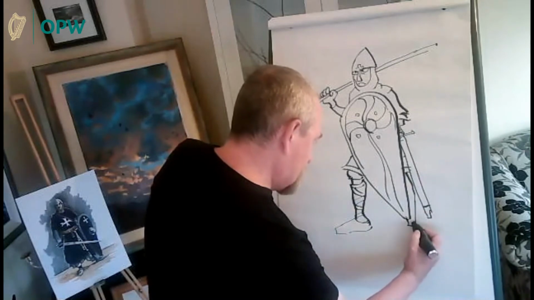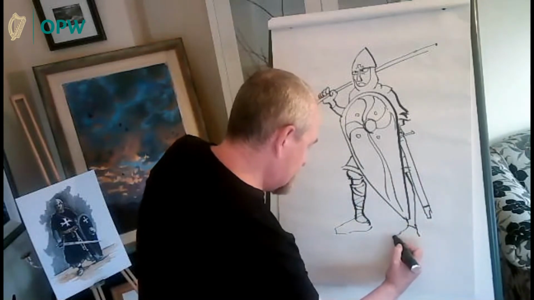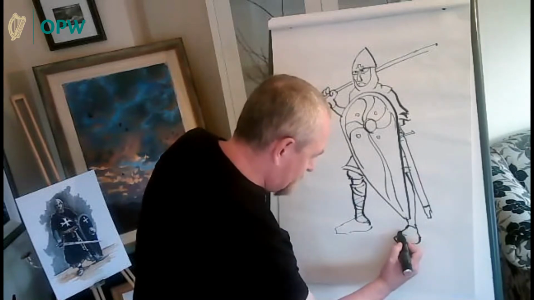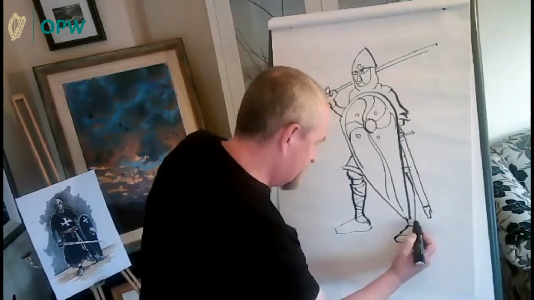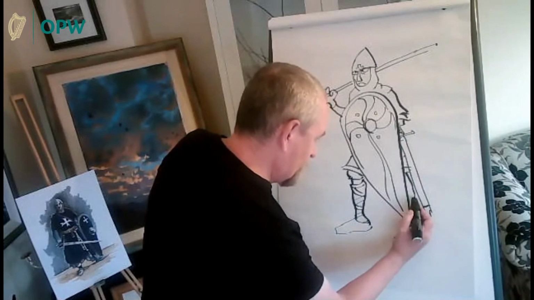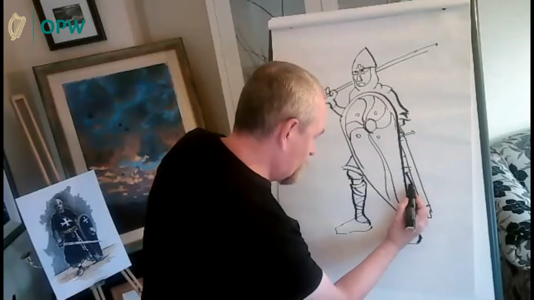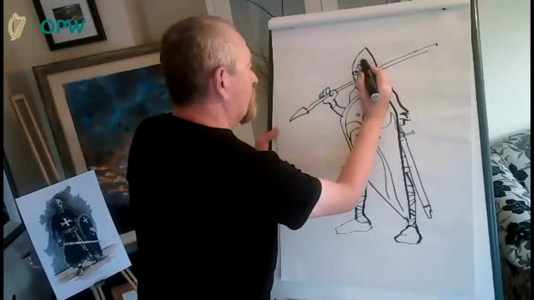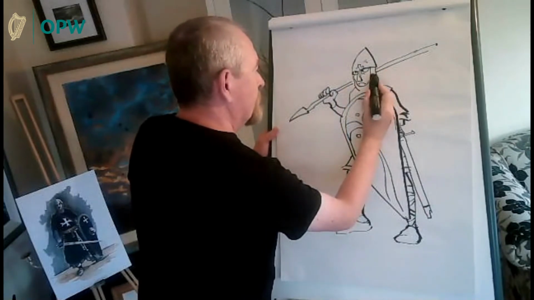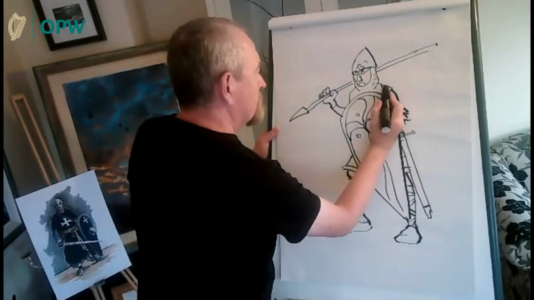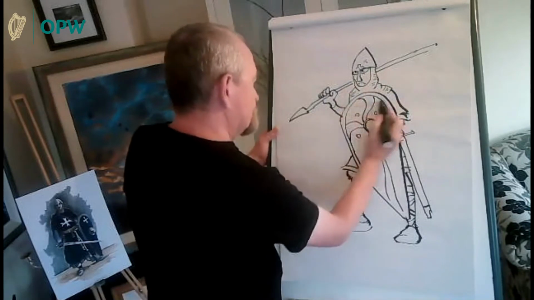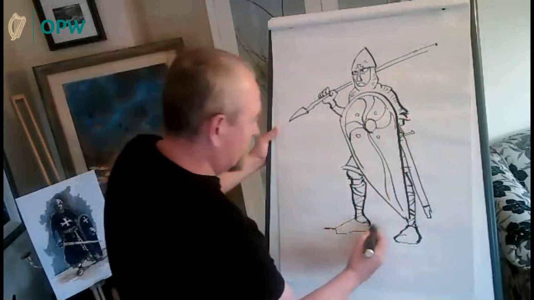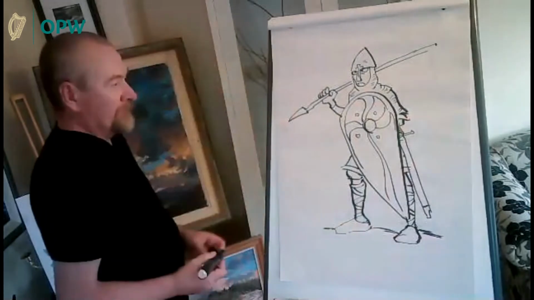And of course, the Normans then came to Ireland and changed Irish history totally. So there you have your Normans. You can just indicate the mail. You don't have to draw every link. There we have our Norman warrior.